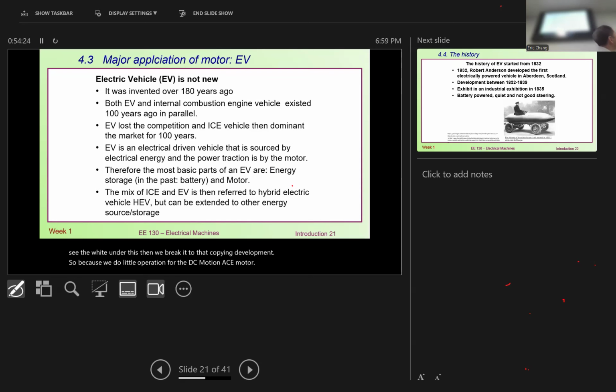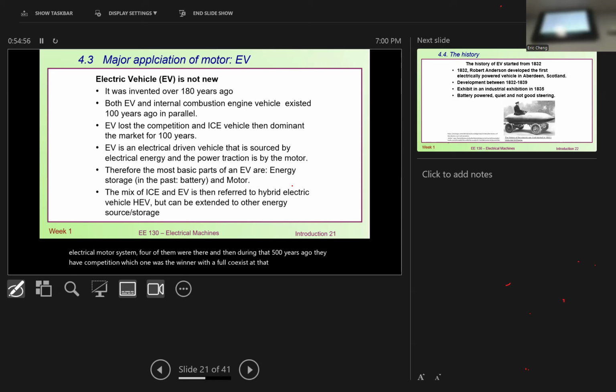That is to say, EV is not really new. Once we developed the electrical machine, we had the electric vehicle. So there were many vehicles nearly 180 years ago. During that time, the combustion engine and the electric motor system coexisted, and 100 years ago they were in competition. Which one would be the winner? They both coexisted at that time.